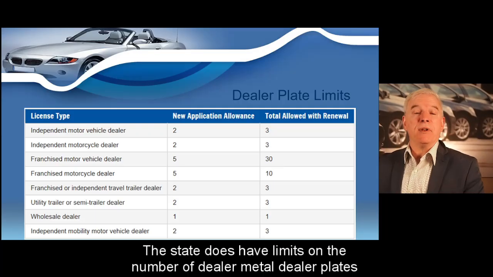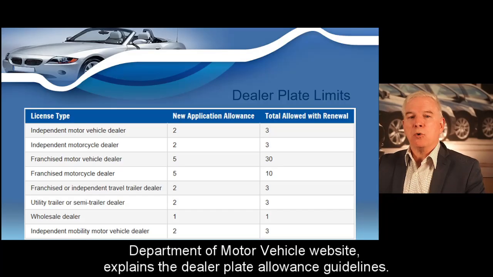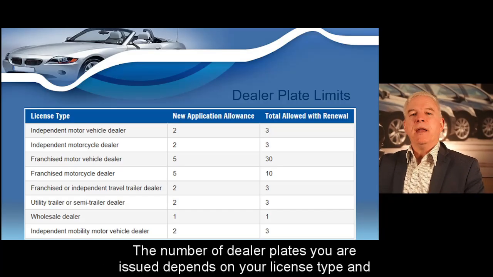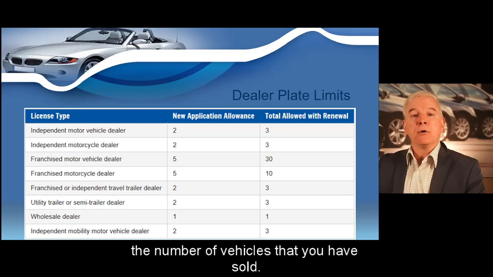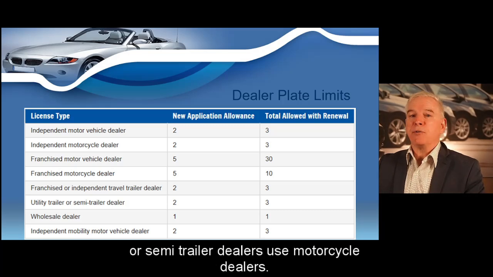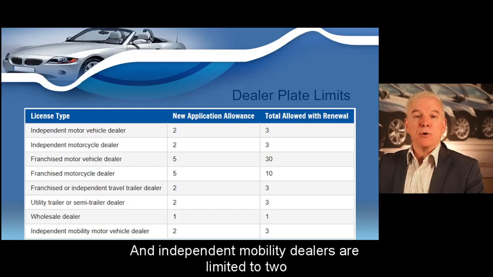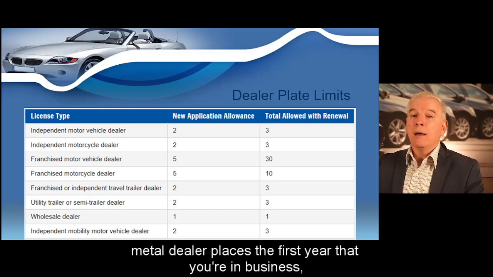The state does have limits on the number of metal dealer plates that you can have. So this table right here, from the Texas Department of Motor Vehicles website, explains the dealer plate allowance guidelines. The number of dealer plates you are issued depends on your license type and the number of vehicles that you have sold. Independent used motor vehicle dealers, travel trailer dealers, utility trailer or semi-trailer dealers, used motorcycle dealers, and independent mobility dealers are limited to 2 metal dealer plates the first year that you're in business.